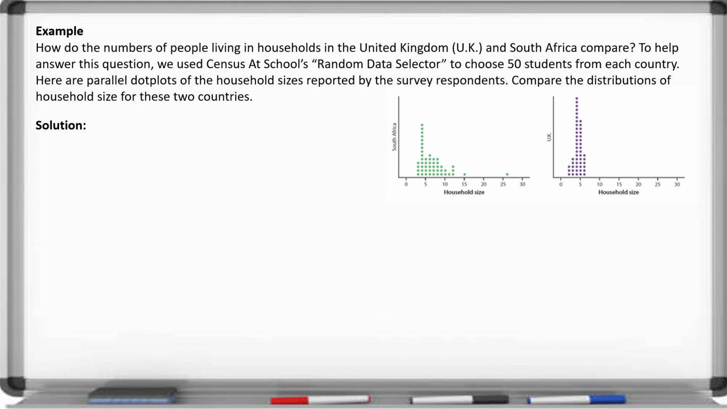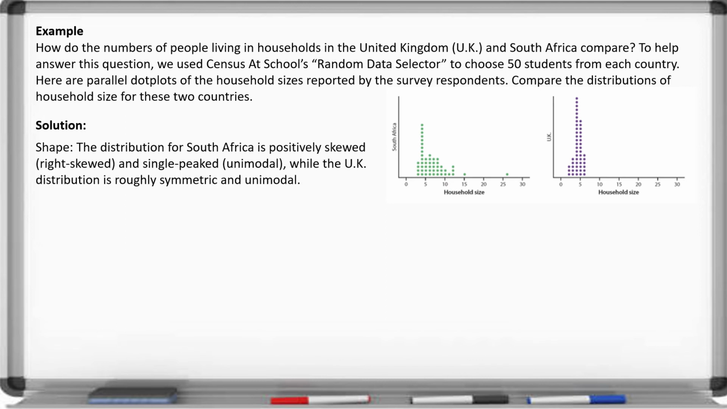Right, so we want to compare the shape. If you compare the shape of the South Africa distribution to the UK distribution, it seems that the South Africa distribution has a longer right side, so it has a longer right tail. Therefore it's positively skewed, or right skewed, because of those extreme numbers you see on the right side at 15 and around the 26, 27 mark. It also has one clear defined peak, so we'll call it unimodal.